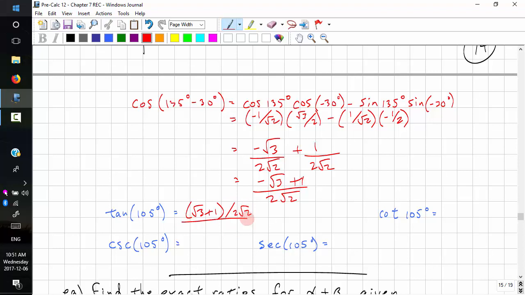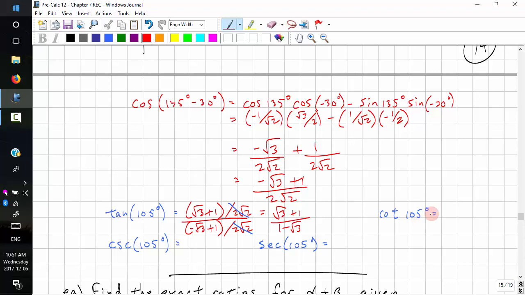And we have negative root 3 plus 1 over 2 root 2. These 2 root 2's cancel out. So we have root 3 plus 1 and 1 minus root 3. We want the positive term first.